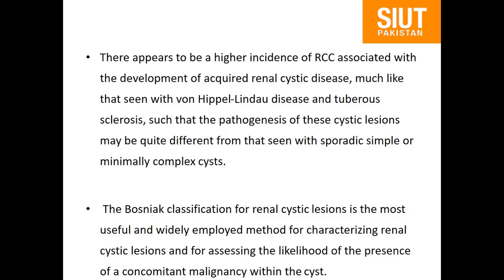So the important thing we have to keep in mind is the association of the renal cyst with malignancy, which says that if a renal cyst is sporadic, there is less chance that it will be converted into malignant. But if it is acquired due to some other syndrome, like VHL and tuberous sclerosis and things like that, they are most likely to become malignant with time. The Bosniak classification for renal cystic lesions is the most useful and widely employed method for characterizing renal cystic lesions and for assessing the likelihood of the presence of concomitant malignancy within the cyst.